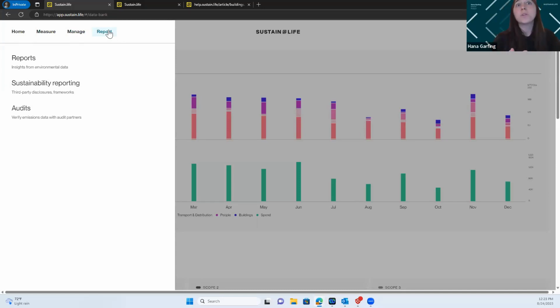In sustainability reporting, if you're reporting out against frameworks or disclosures like CDP, TCFD, SASB, GRI, like Alyssa mentioned, we can help you with that as well. And then we do have audit capability in the platform too. For all of these, we have help content, and I'll show you an example of one of those in one of our categories. And we also have previous webinars that you can check out in case you're curious about some of these topics as well.